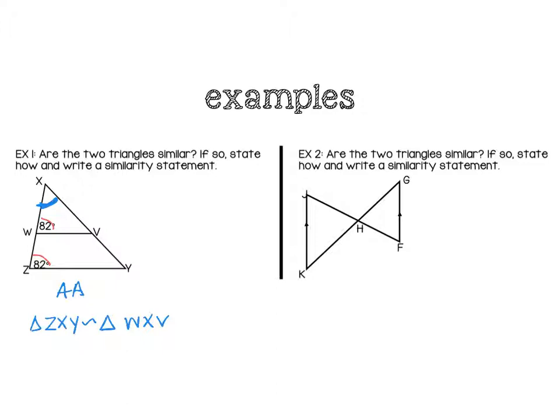Now looking at number 2, we don't have very much information marked, but we know that this angle in the middle is going to be congruent. And we know that JK is parallel to GF. Now, because they're parallel, we can treat this like a transversal. And in a transversal, we know that alternate interior angles are congruent. So then angle K is also congruent to angle G.